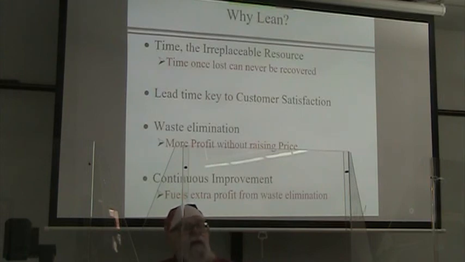All right, so how do we deal with that? Well, the key is waste elimination. That's how we make more profit without raising the price. And there is an incredible amount of waste in all processes. Even Toyota, the world champions of lean production, say they estimate they still have 20 to 30% of waste in their processes. Well, Toyota has been learning to be lean literally for over 100 years.